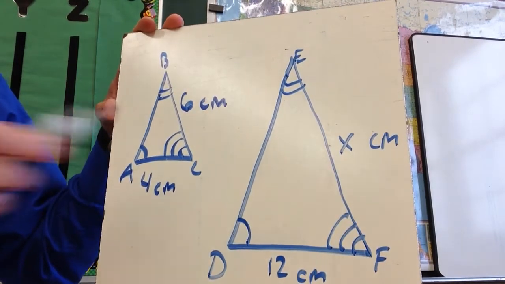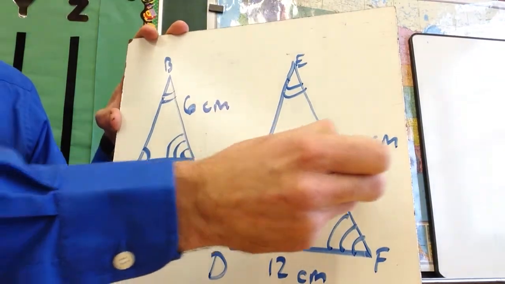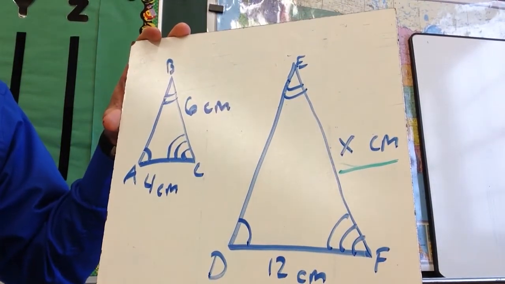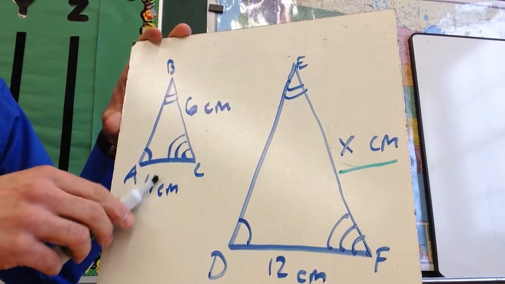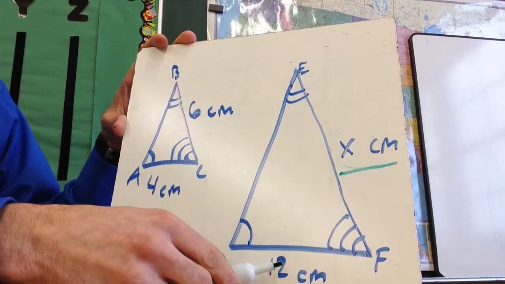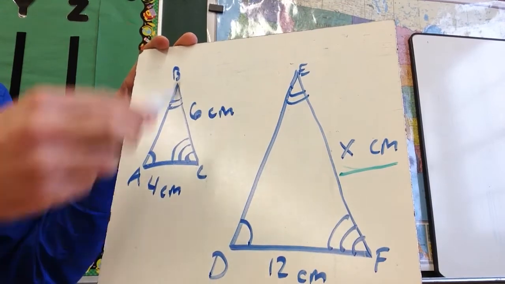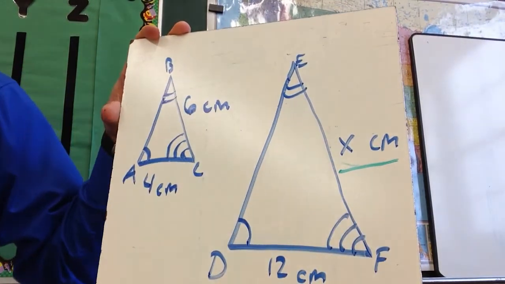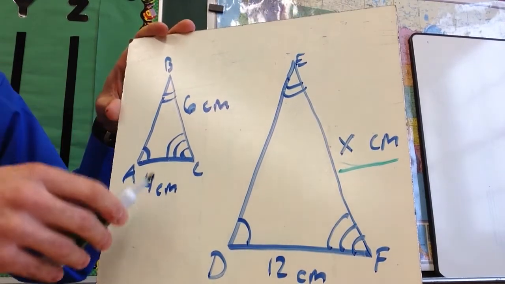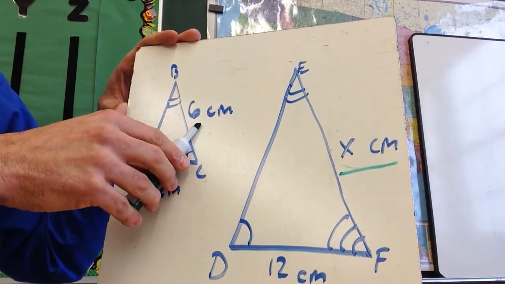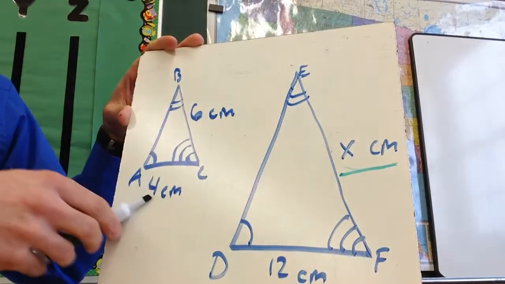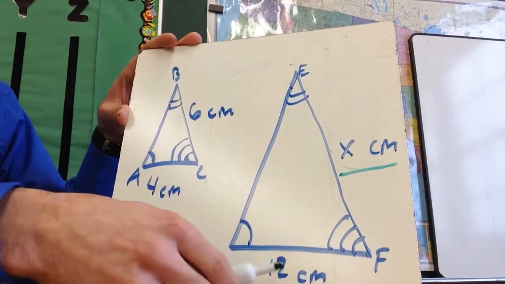What I'm trying to do is figure out the length of this side, and there are a couple of ways I can do that. I'm going to show you one, but one idea is to take this side and put it over this side. So I'm creating a ratio: 4 over 12 equals 6 over x. Other ways, you could go 4 over 6 equals 12 over x, or 6 over x equals 4 over 12. You could go opposite, right?